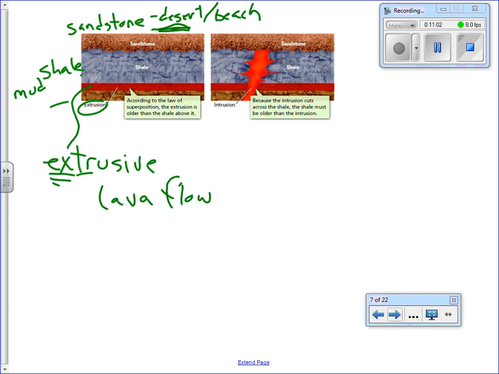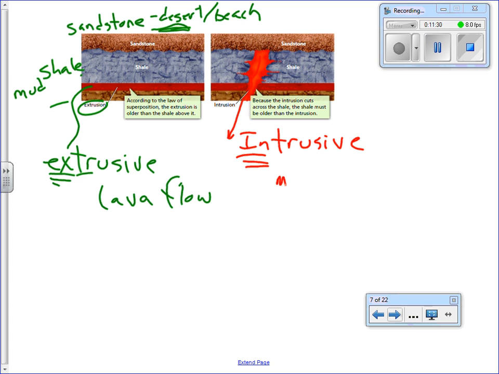Now, over here we have what's called an intrusive rock, which means it forms inside the surface of the earth. So here we have magma that came up through a weak spot. It says because the intrusion cuts across the shale, the shale must be older than the intrusion.